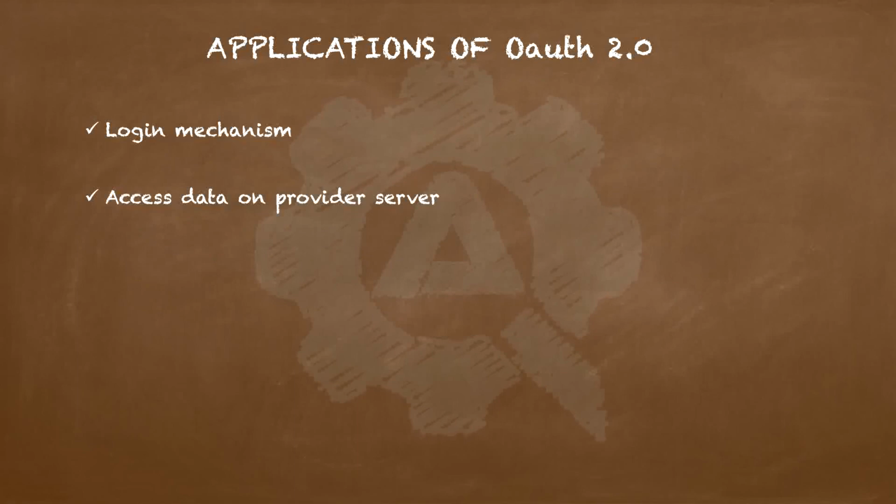Another use of OAuth 2 is to access the data on the provider server. Like in our example, Airbnb could provide you a better service by using your interests from Facebook. I hope that you have understood OAuth 2.0 at least on a high level. In the next tutorial, we'll try out OAuth 2.0 in Postman.